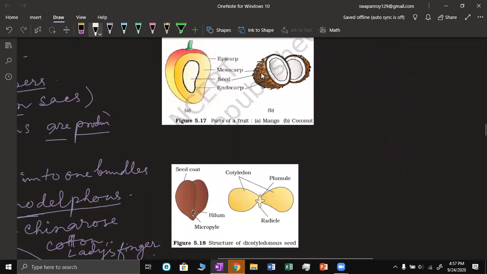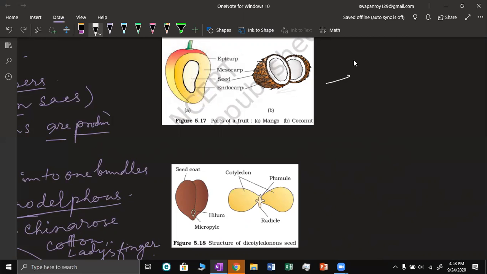Here is this diagram of the mango and the coconut. This is the coconut shell, and this white portion is the endosperm. Here the epicarp is the skin, the mesocarp is the middle fleshy part, the seed is this white one, and the endocarp is hard and woody. So fruits belong to the same group.